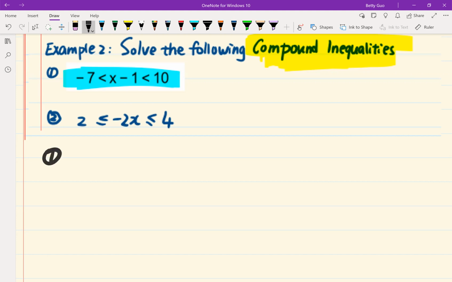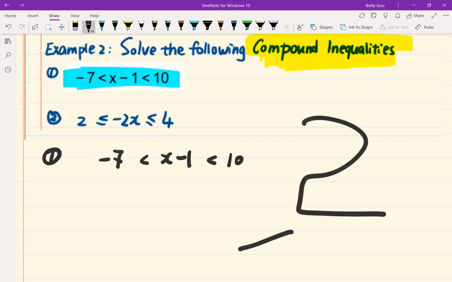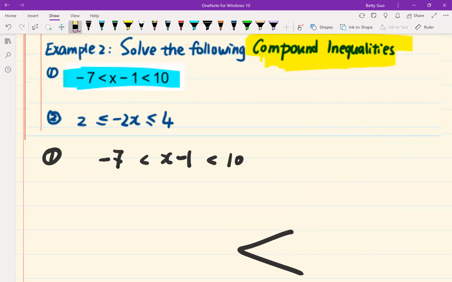In the first inequality, left-hand side is negative 7, right-hand side is 10. In the middle, we have x minus 1. This expression has more than 1 inequality symbol, right? So in this inequality, we have left-hand side, the middle part, and the right-hand side. We have 3 parts in the inequality. Do you see that? Okay. This type of inequality is called a compound inequality. Yeah, you will have at least one problem on test 2, which is to solve a compound inequality.